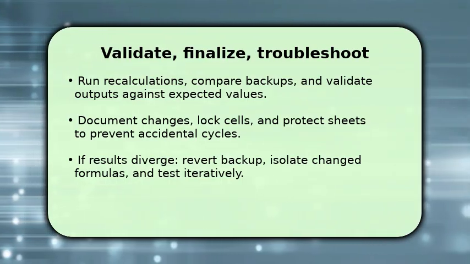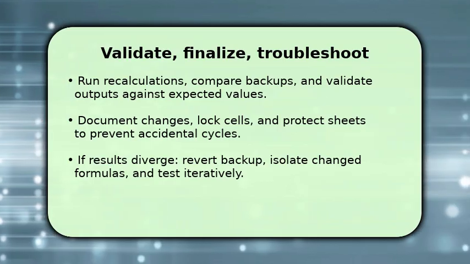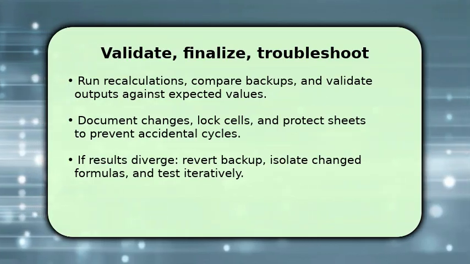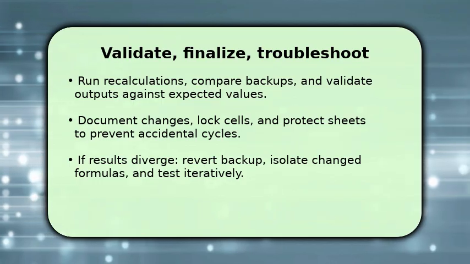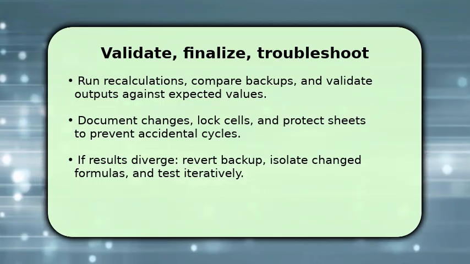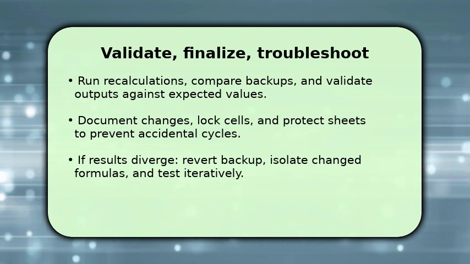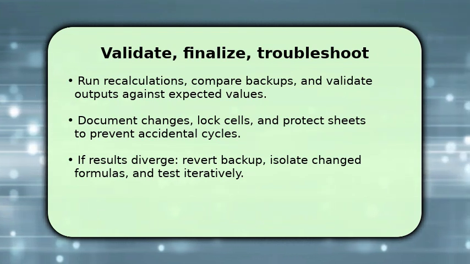If things go wrong, revert to the backup, then isolate the problematic formulas by restoring changes one at a time and testing. That troubleshooting step quickly reveals the offending reference, so you can correct it without losing progress.